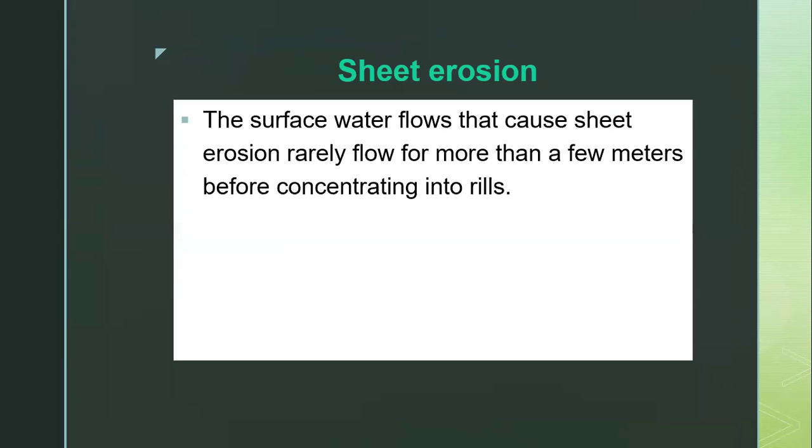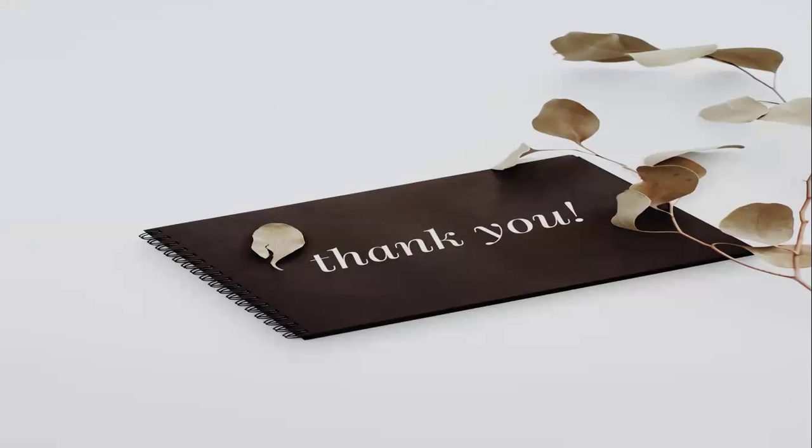The surface water flows that cause sheet erosion rarely flow for more than a few meters before concentrating into rills. That is where we will see rill erosion, which we'll talk about later on. I hope it's clear, guys. Thank you for listening. We are still discussing the various agents of soil erosion. We're talking about water. We've seen that there are various kinds of water erosion. We've seen two of them, and we'll finish the other two in our next video.